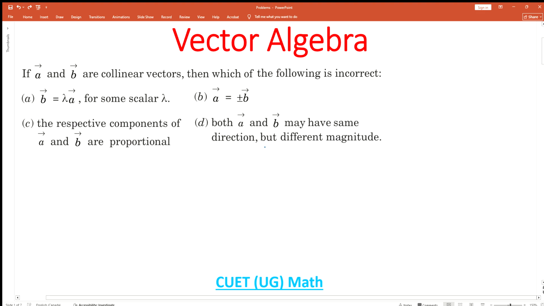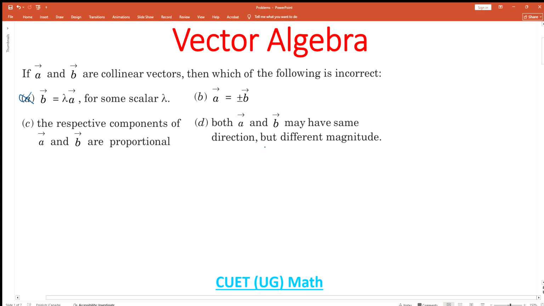As per option A, vector B equals lambda times vector A for some scalar lambda. As per the definition of collinear vectors, this option is true because lambda is a scalar quantity, and if we multiply vector A by lambda and it becomes equal to vector B, that means vectors A and B are collinear vectors. Option A is true, so this cannot be the answer. Now we can analyze option B.